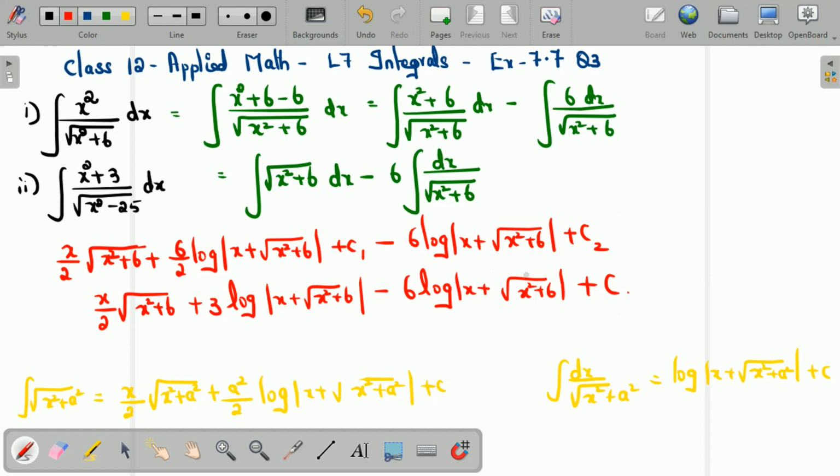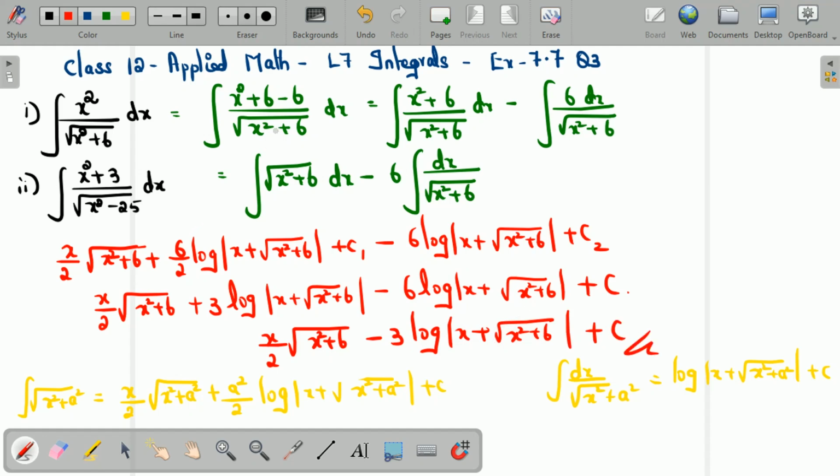Now if you see, this term and this term are the same, so I can make the corresponding changes. So plus 3 and minus 6 is minus 3. So the final answer will be x by 2 root of x squared plus 6 minus 3 log of x plus root of x squared plus 6 plus c.